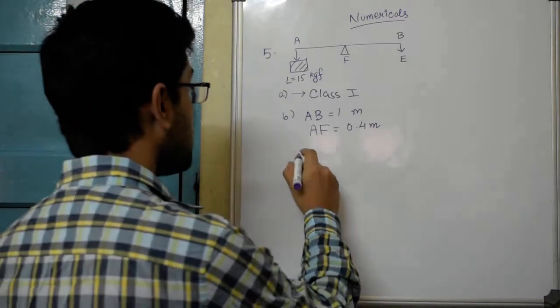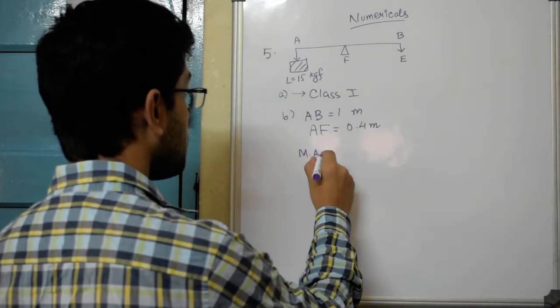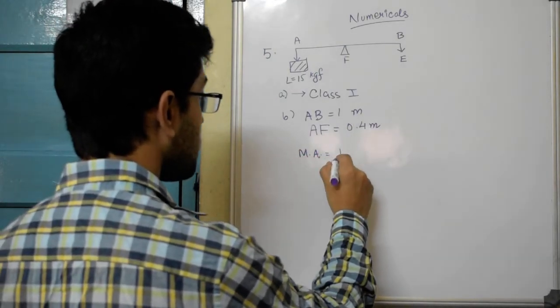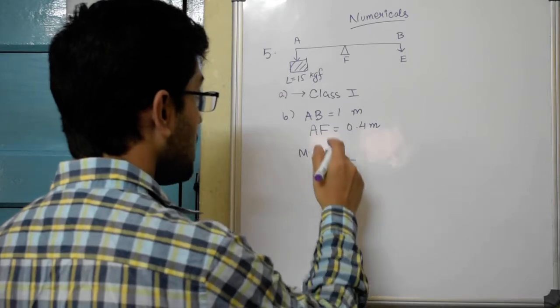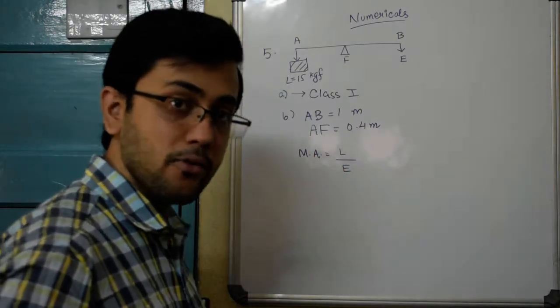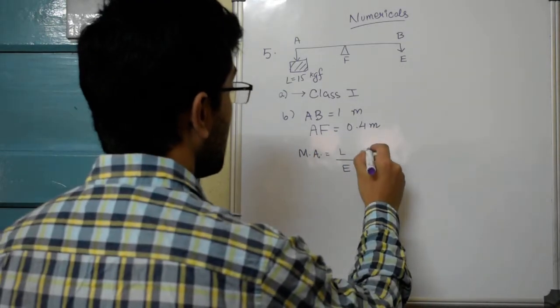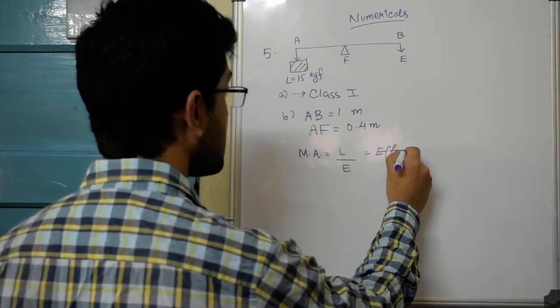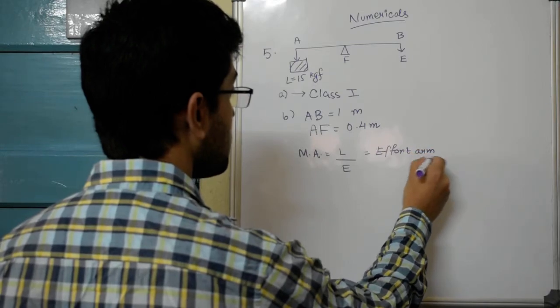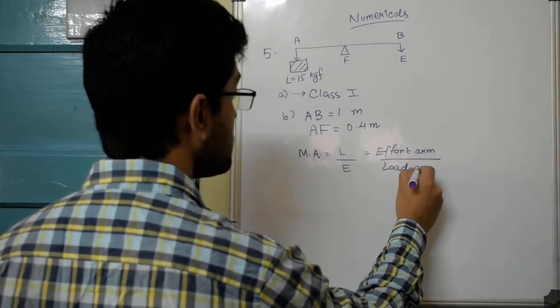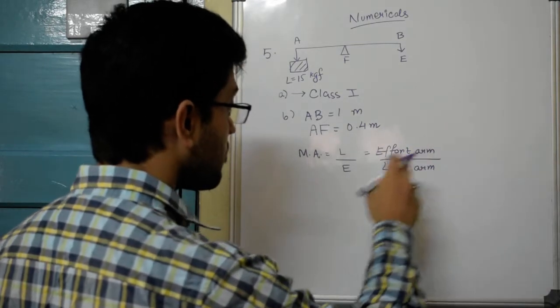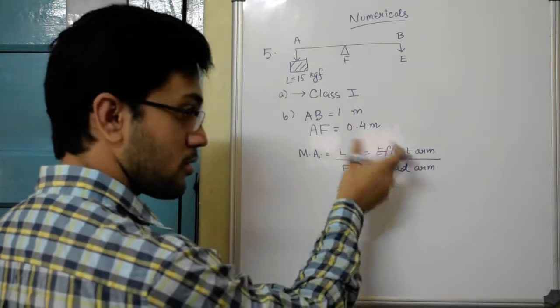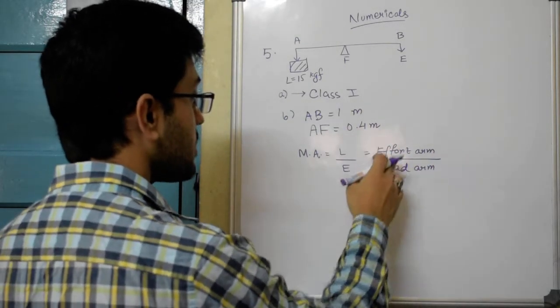So what is the formula for mechanical advantage? If you look into your book, there are two formulas. One of the formulas is that mechanical advantage is load divided by effort. Associated with this, there is a second formula that mechanical advantage is equal to effort arm divided by load arm, which basically comes from the principle of moments, that load into load arm, if you cross multiply, is equal to effort into effort arm.